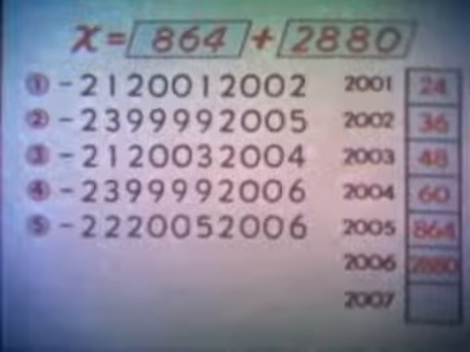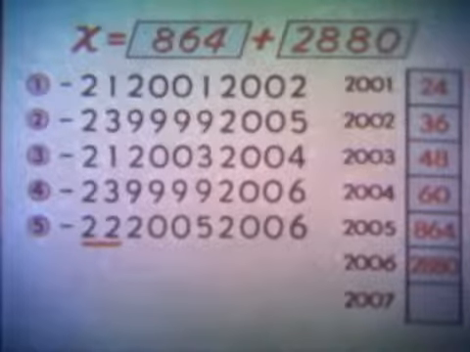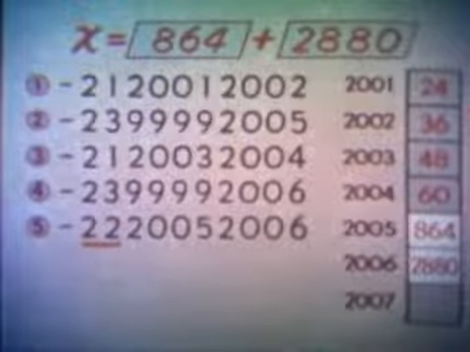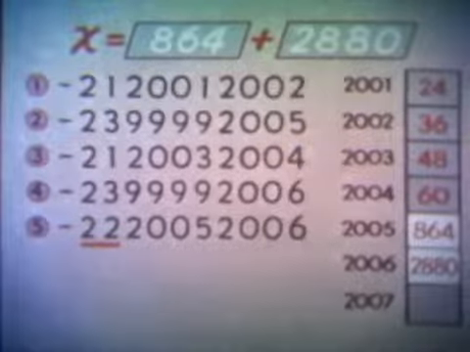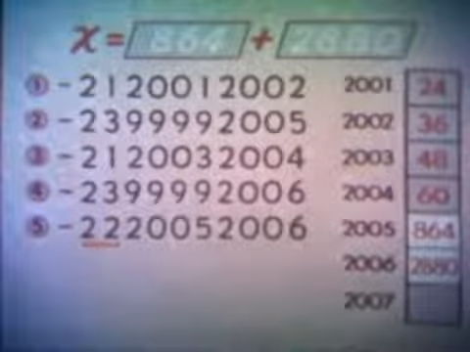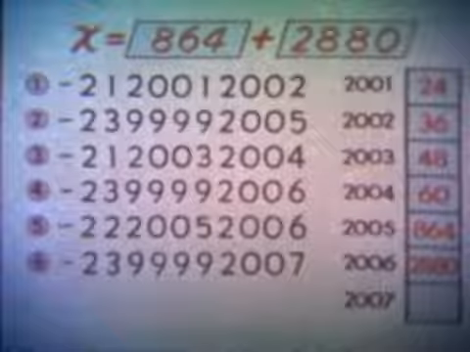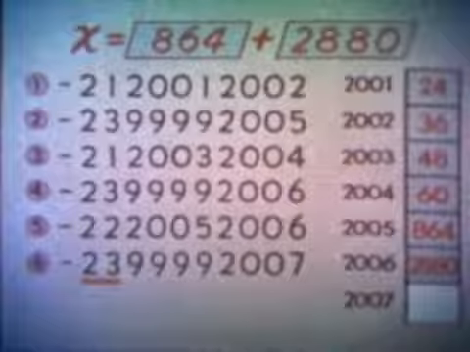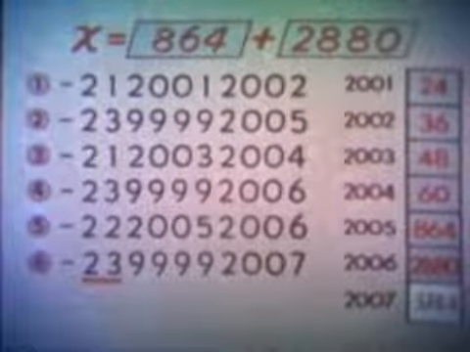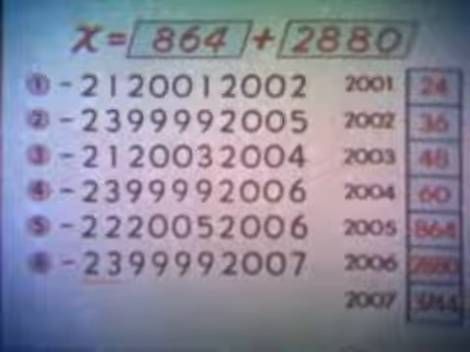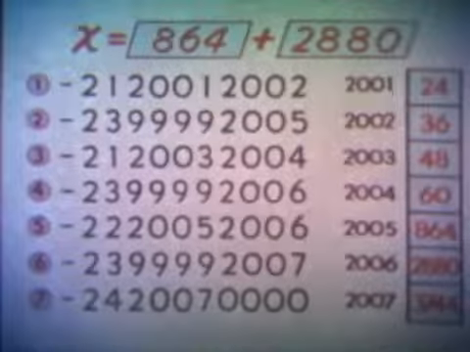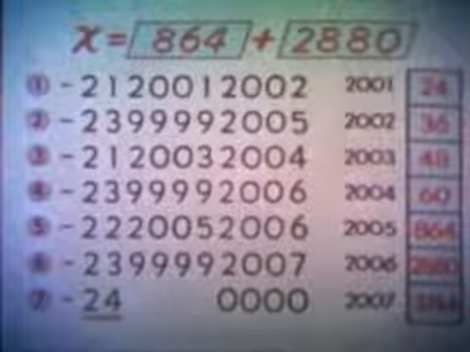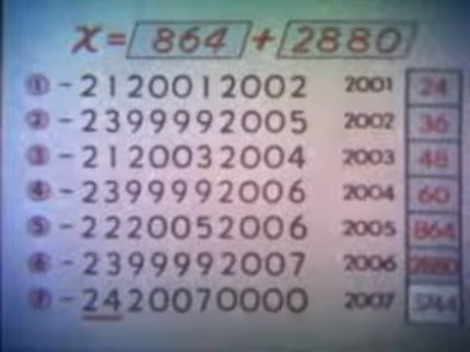Word number 5 calls for transferring from storage and adding the contents of 2005 and 2006. That is 864 plus 2880. The next instruction is to transfer from the accumulator to storage address 2007, the result 3744. And the last instruction, number 7, will tell the computer to transfer from storage and print the contents of address 2007.